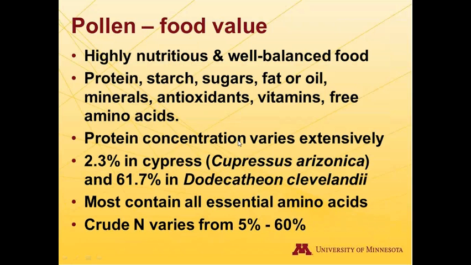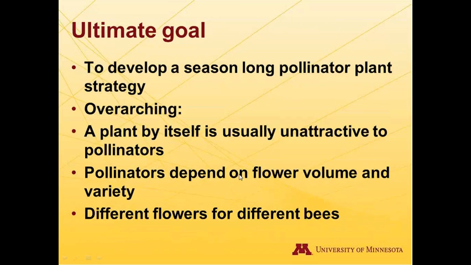The pollen from its side is very nutritious. It's well balanced. It has protein, starch, sugars, fats, antioxidants, vitamins, and so on. But you can see that there's variation between the different species. And this one's dramatic because cypress is a gymnosperm, so it's wind pollinated, and the protein concentration of its pollen is not that important. Whereas dodecatheon is definitely going to need insects to pollinate. It's come up with this really high protein content. Most proteins contain essential amino acids and nitrogen that the bees will need for protein construction.